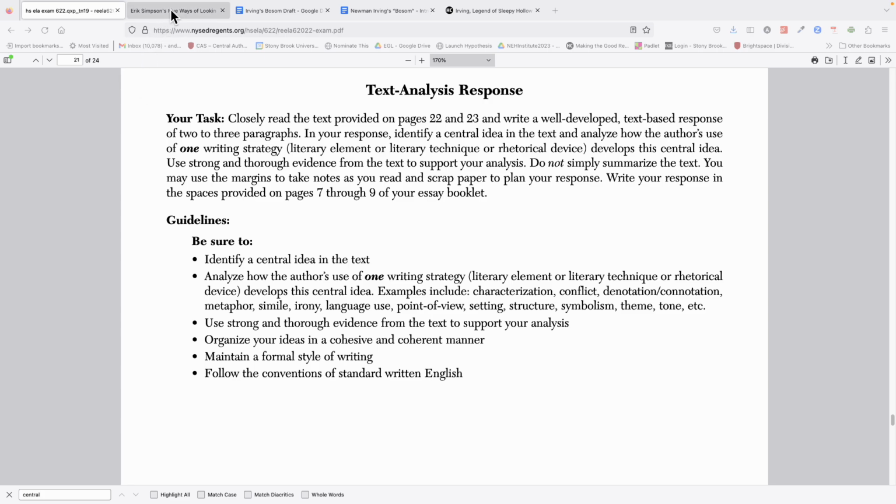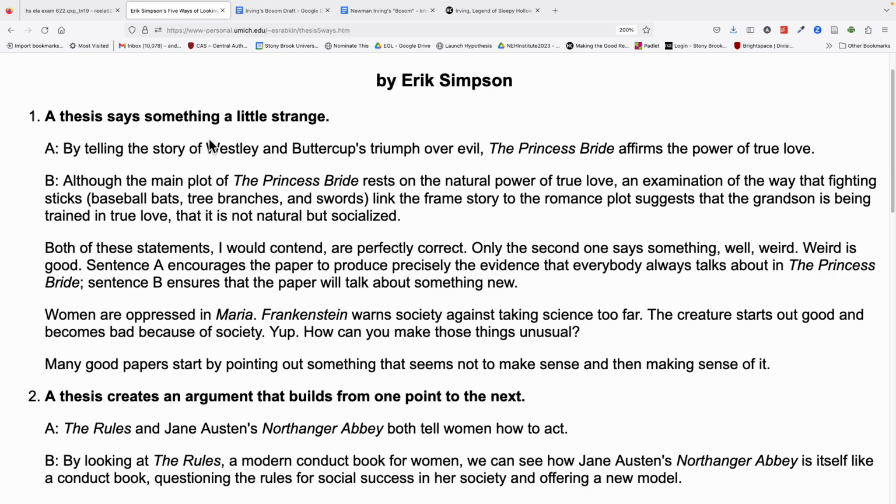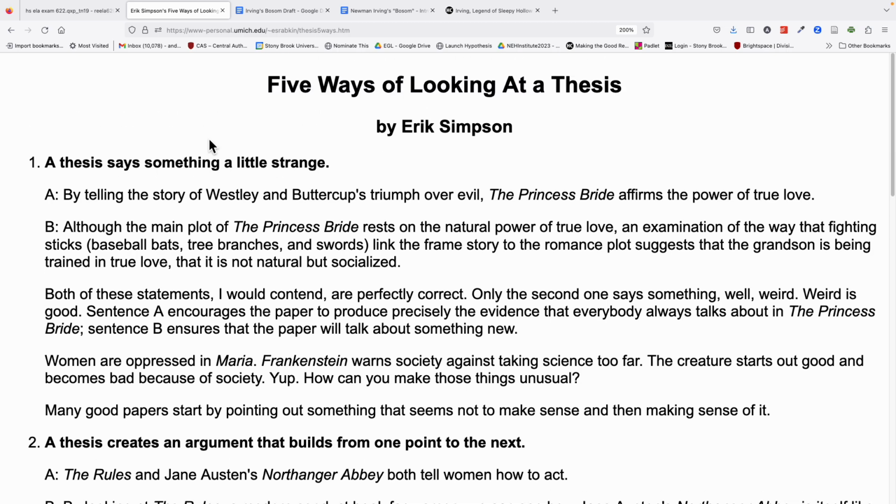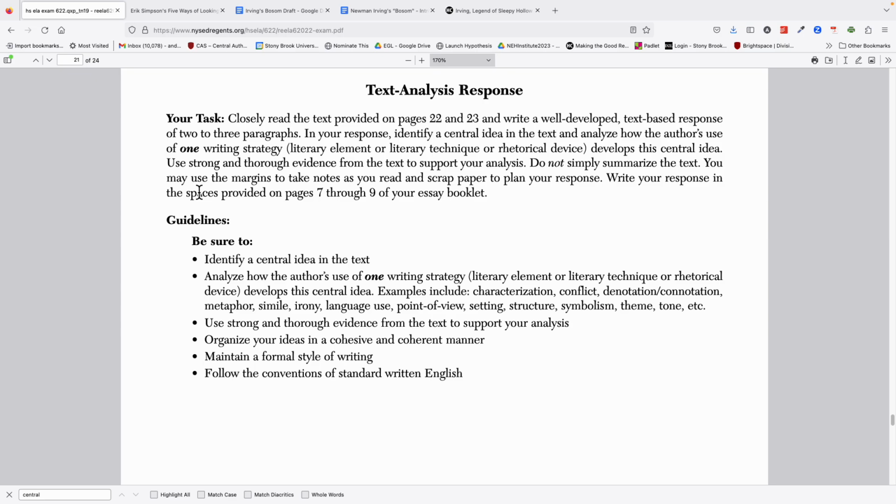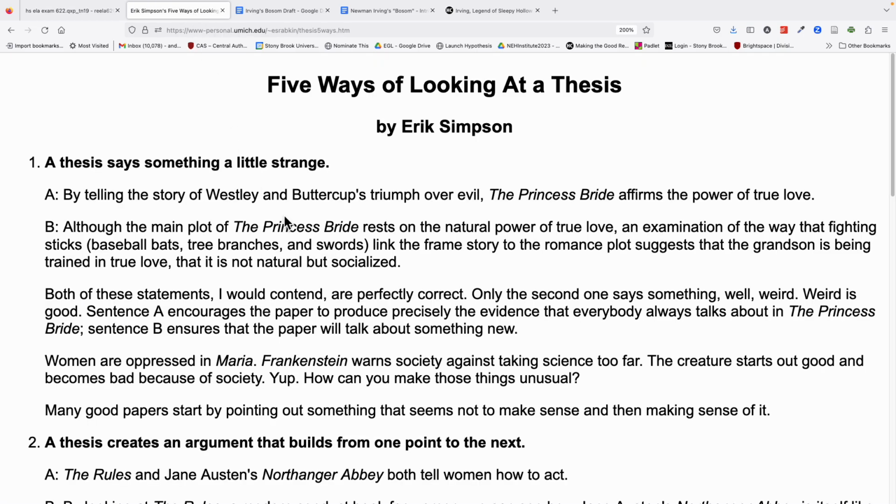So one of the sets of guidelines that I like for writing essays that I'm sharing with you is called 5 Ways of Looking at a Thesis, by an English professor at the University of Michigan, I think, Eric Simpson. His URL is Michigan. As opposed to this kind of thesis where you're supposed to identify a central idea and just trace it through the essay, what Simpson says is that a thesis should be something a little strange. For those of you familiar with The Princess Bride, thesis A: by telling the story of Wesley and Buttercup's triumph over Infant, the Princess Bride affirms the power of true love. That's a sucky thesis because it's so general.